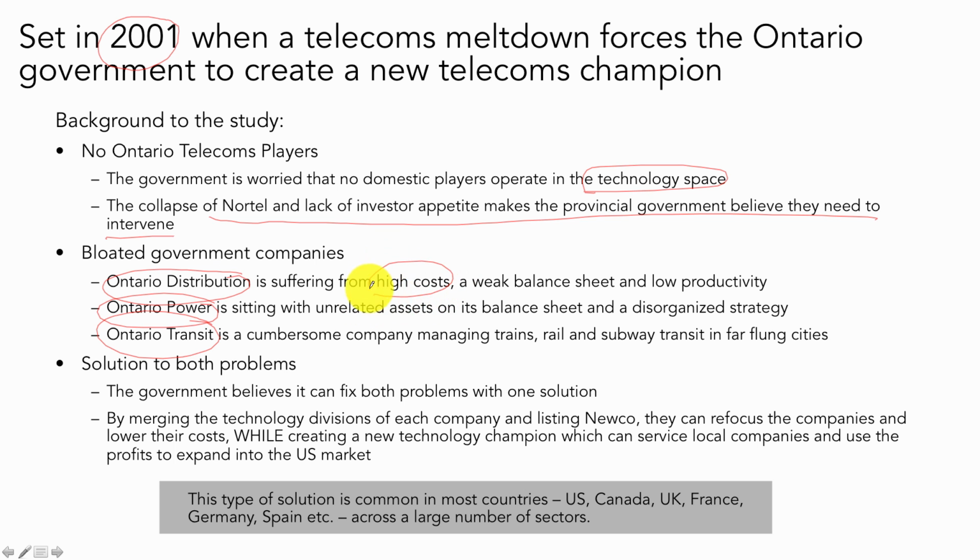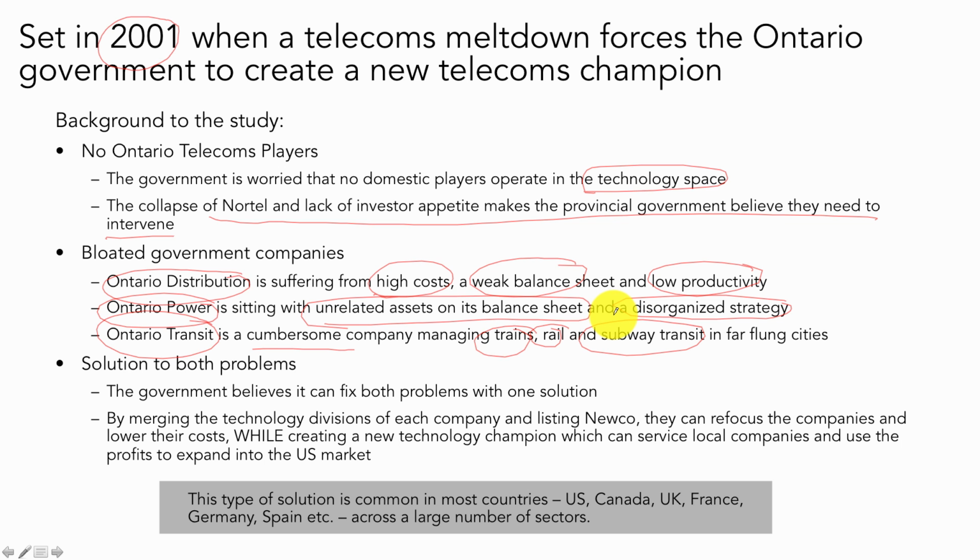Ontario Distribution has high costs, a weak balance sheet, not enough cash on hand, a lot of liabilities, and is woefully unproductive, which means that if you divide its output value by the input cost, it's very low. Ontario Power went through a period of rapid expansion, has unrelated assets on its balance sheet, and has a disorganized strategy. It is not clear what is the strategy of Ontario Power. Ontario Transit, a cumbersome company, because you can imagine it's managing trains across Ontario, all the rail lines, all the subway lines, all the bus lines across all the cities across Ontario. That is a cumbersome behemoth of a business, right?